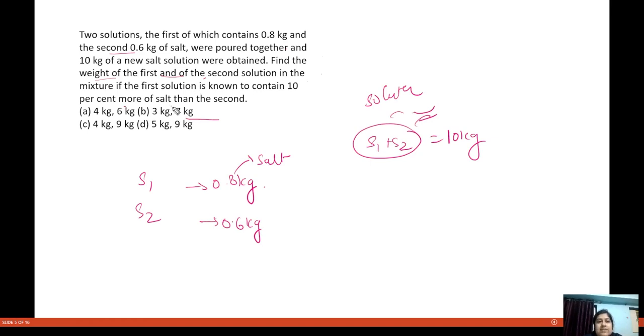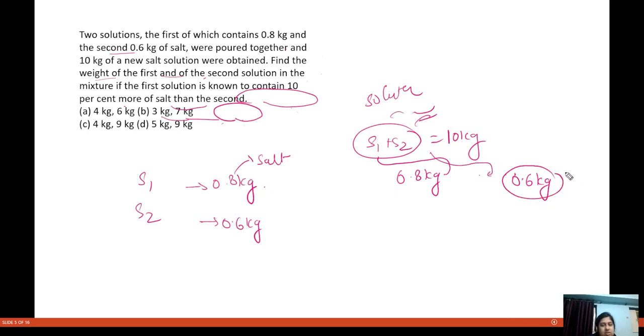Okay, so the first solution is known to contain 10% more salt than the second. It is saying that the first one contains 10% more salt. See, 0.8 kg of salt is in this one, and S2 contains 10% less salt, and S2's salt is 0.6 kg.